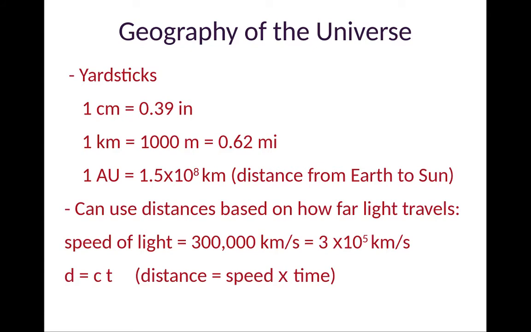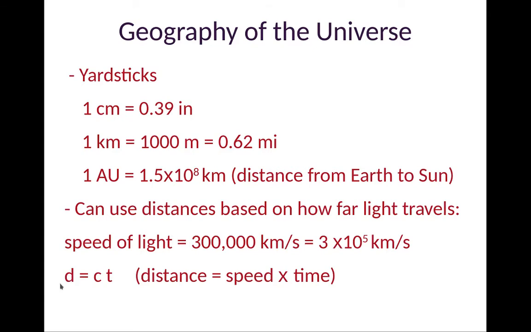You can also use distance based on how far light travels, which turns out to be useful. The speed of light is really fast, though not infinite. Light travels 300,000 kilometers in a second, which is 186,000 miles per second or so. Not per hour, but per second. If you want to get a distance, this is a speed, so you multiply it by some time and you get distance. So what should that time be?